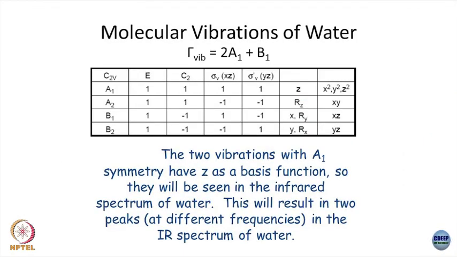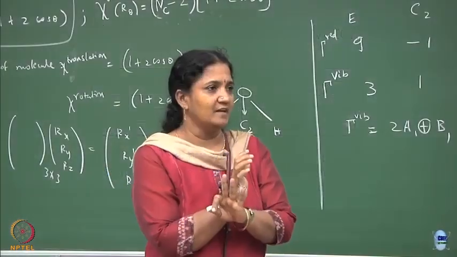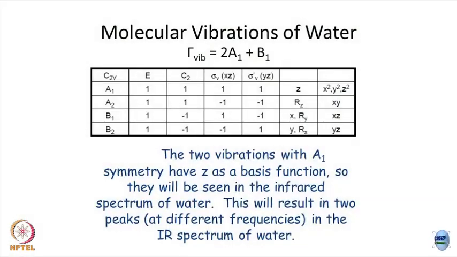So, that is what I am trying to say here. If you see the basis, the two vibrations with A1 symmetry with Z as a basis function will be seen in the infrared spectrum of water. This will result in two peaks. You have to get two peaks at different frequencies. You should not see them very close, should not be degenerate, because the C2V symmetry is abelian.